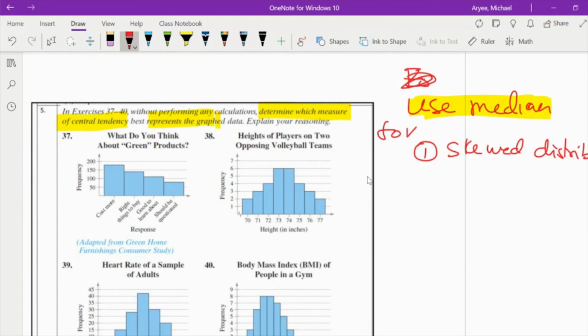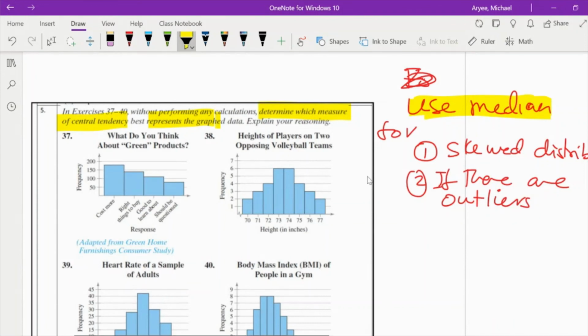Now, number 2, if there are outliers, irrespective of skewness, use the median. Okay. Use the median if it's skewed or if there are outliers. If any one of these happens, the median is preferred.